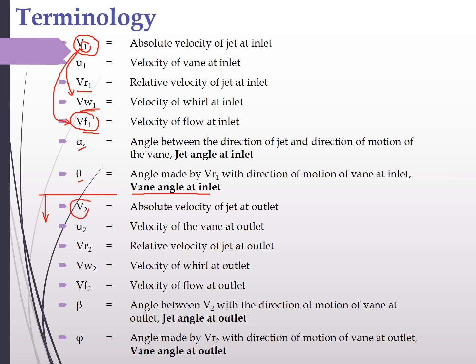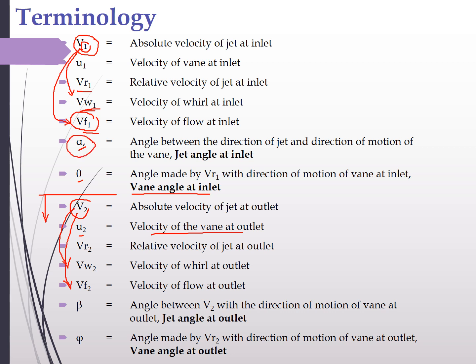So V2 will be designated as the absolute velocity of the jet at the outlet, U2 is the velocity of the vane at the outlet, VR2 is the relative velocity of the jet at the outlet. Similarly, V2 will be resolved into two components, VW2 and VF2, called the whirl component of the velocity at the outlet and the flow component of the velocity at the outlet. Similarly, beta is the jet angle at the outlet and phi is the vane angle at the outlet.